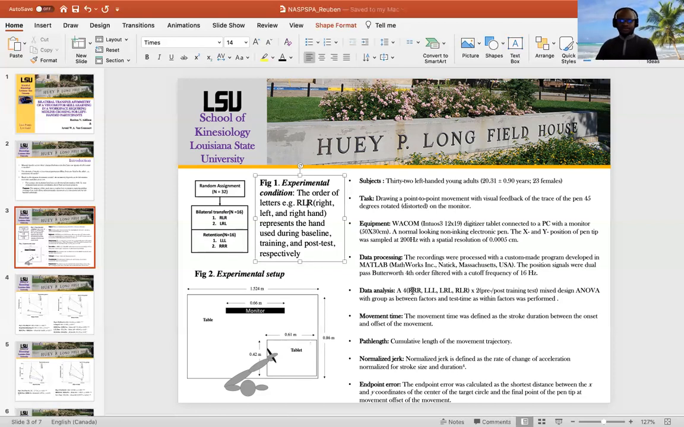For data analysis, we used a 4x2 mixed ANOVA design with group as the between factor and test time as the within factor. We were interested in four main movement parameters: movement time, path length or trajectory length, normalized jerk, and endpoint error.